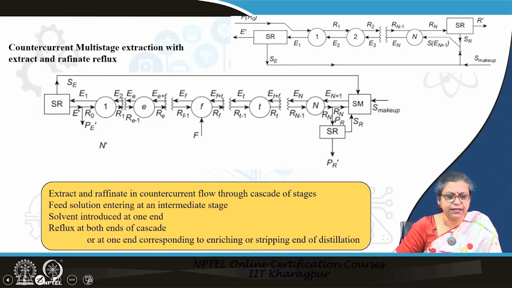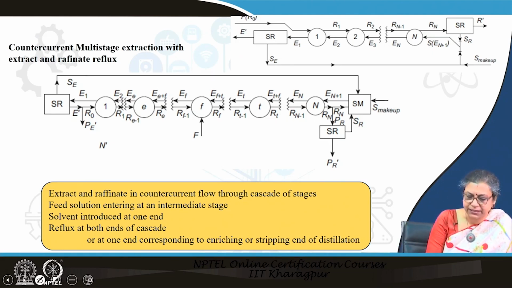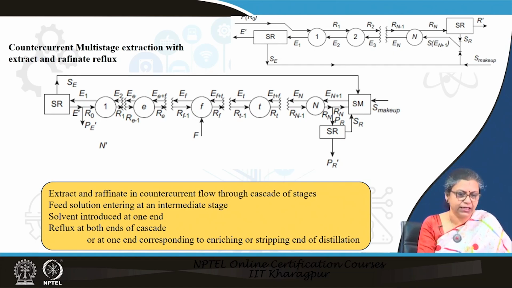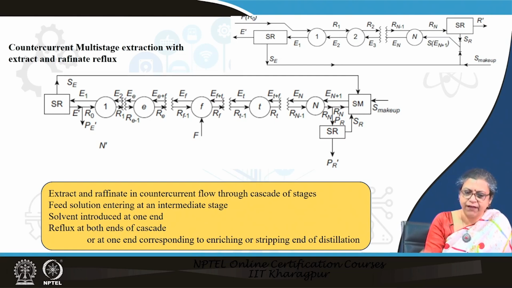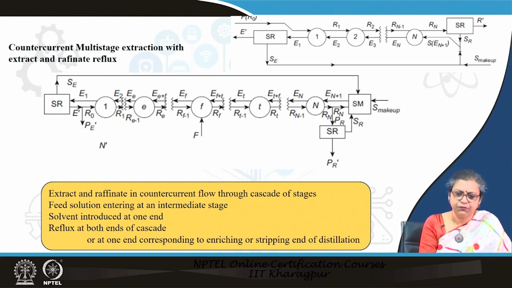Now, along with that, there is also one other arrangement that we go for in order to ensure much better recovery. It is simply the way that we have done in the rectification columns. In this case also, the raffinate and the extract flow counter current to each other through all the stages, and the feed is introduced at some intermediate stage which corresponds to the feed plate in the tray sections. Solvent is introduced at one end, and there can be reflux either at one end or at both ends, corresponding to the enriching and the stripping sections of the distillation column. This definitely goes for an improved separation. Generally for extracting aromatics from lubricating oil, this particular arrangement is used.